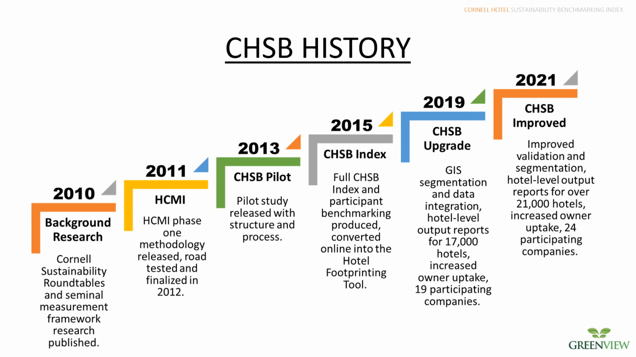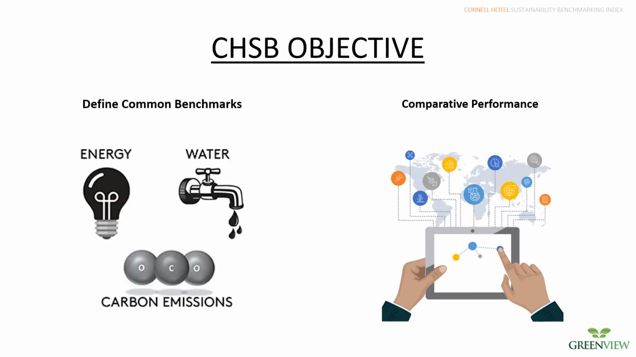CHSB is an effort that began in 2010 to solve several challenges within the hotel industry and has evolved over time. This year we have over 21,000 hotels participating from 23 international hotel chains. The fundamental purpose of CHSB is to define common benchmarks for energy, water and carbon emissions for the hotel industry and for hotels to be able to understand their comparative performance in markets as well as globally.